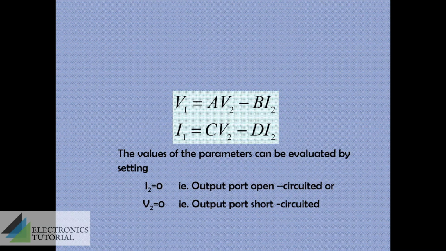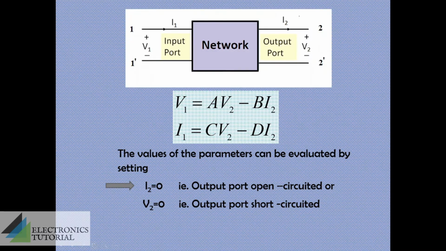We are now going to evaluate the ABCD parameters. The port that is involved in this evaluation process is the output port. We have to open circuit and short circuit the output port. Consider the first case, open circuiting the output port. What will happen if a port is open circuited? We know if we are open circuiting this output port, the current I2 will not get a complete path to flow through. So the value of current will become 0.